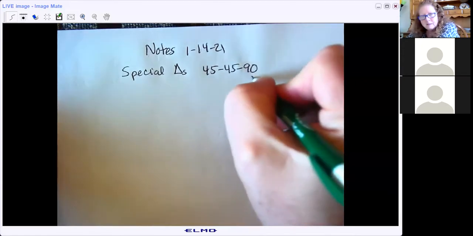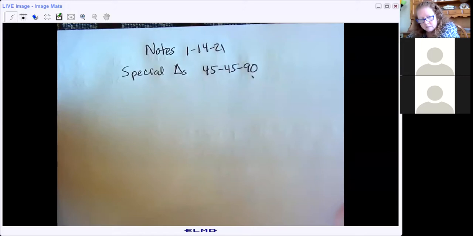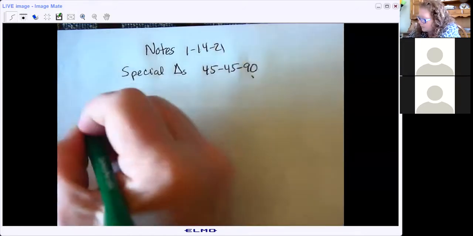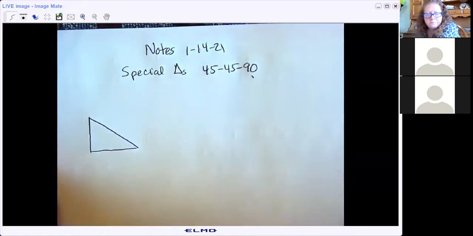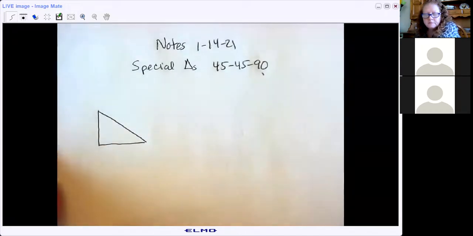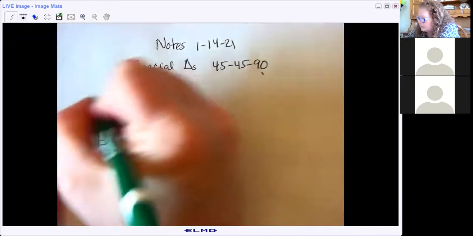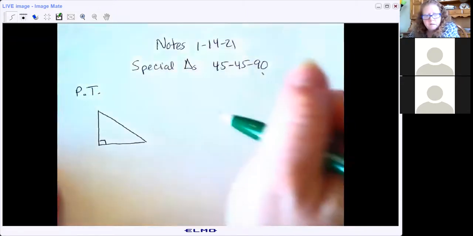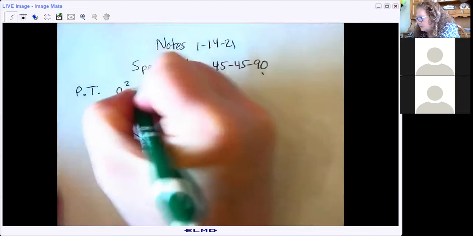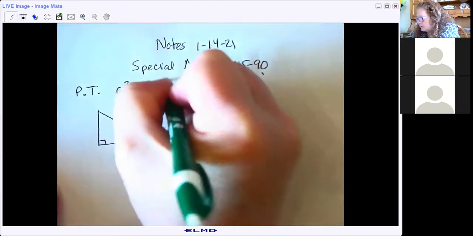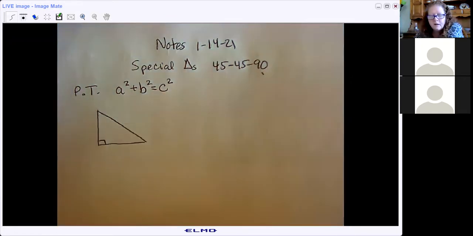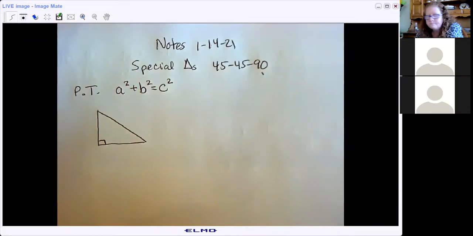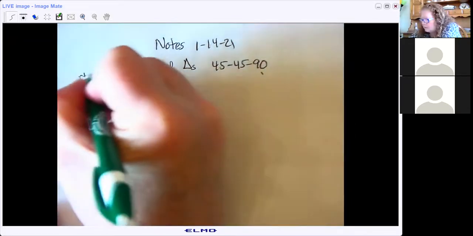Because it's a 90 degree, we know it's a right triangle. And if you remember from last semester, we used Pythagorean theorem on right triangles. So let's look at Pythagorean theorem. That formula was a squared plus b squared equals c squared. We're only going to use that once, because we're going to have a different formula or relationship to use. And remember, we can only use this with a right triangle.